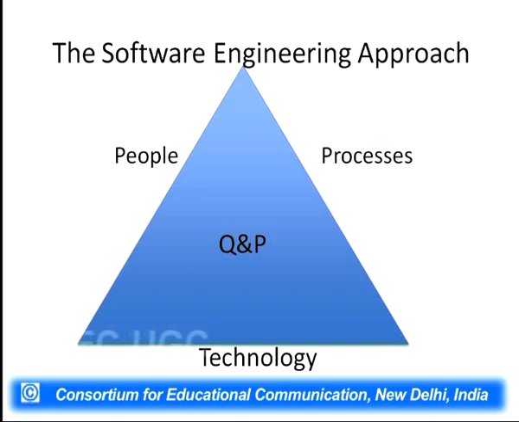When we talk about the software engineering approach, we are saying that the quality and productivity of software depend upon three vital facets: people, processes and technology. This concept is known as the iron triangle concept. According to this, quality and productivity depend upon people, because, as we said, software is basically a service oriented and knowledge based industry.